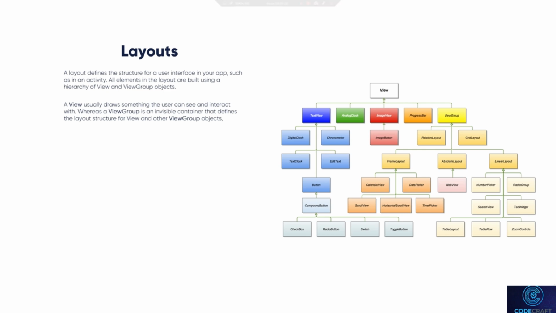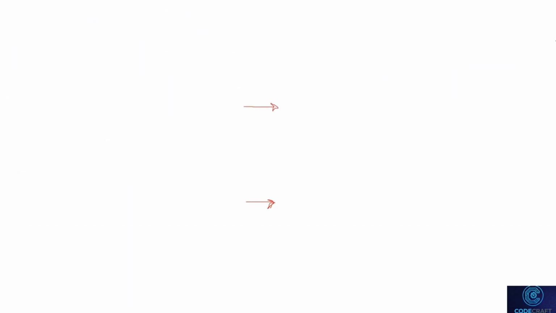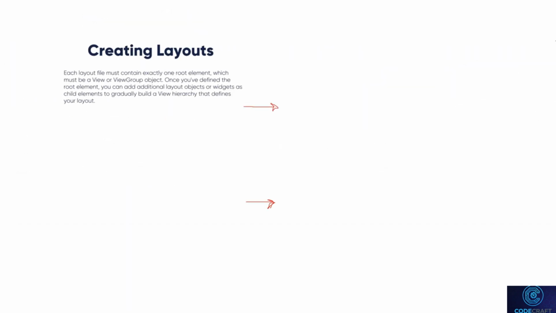The view objects are usually called widgets and can be one of many subclasses such as button or text view or image and so on. The view group objects are usually called layouts, can be one of many types that provide a different layout structure, such as linear layout, relative layout, constraint layout, and so on. Let's move on to how to create the layouts.